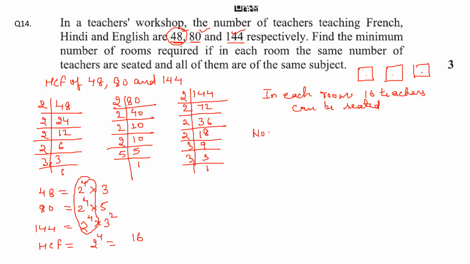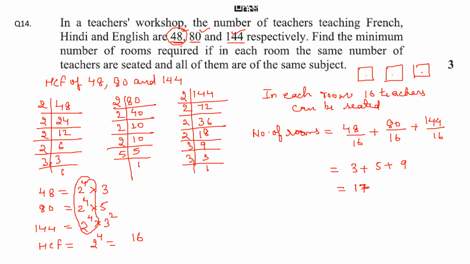So number of rooms required will be 48 divided by 16 plus again 80 pieces also you have to distribute equally, 16, 16 plus 144 by 16. Why I am dividing by 16? It will give how many rooms are required for them to be seated. Okay, so 48 divided by 16 is 3. This is 5 and this is 9. And if you add, you will get 17. So minimum 17 rooms are required.